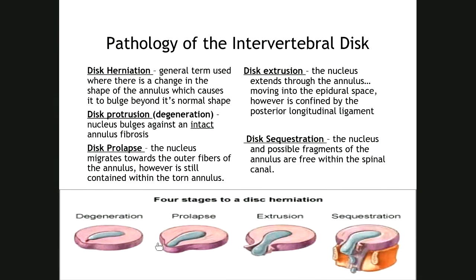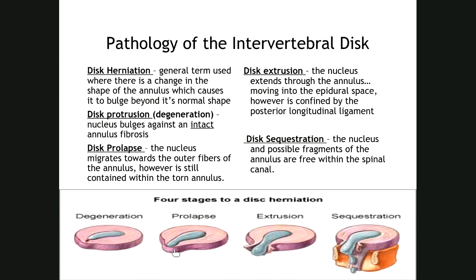They closed it, they sealed it all around. So you're putting pressure on that donut, and the jelly in the middle is hitting against the intact annulus fibrosus, meaning that there is no tear whatsoever, but it's still pushing against it. Then we talk about disc prolapse, which is when that jelly or that nucleus migrates towards the outer fibers of the annulus. So now it's going a little bit further towards the edge of that donut, but it's still being held within that donut. It hasn't made a hole in it yet.